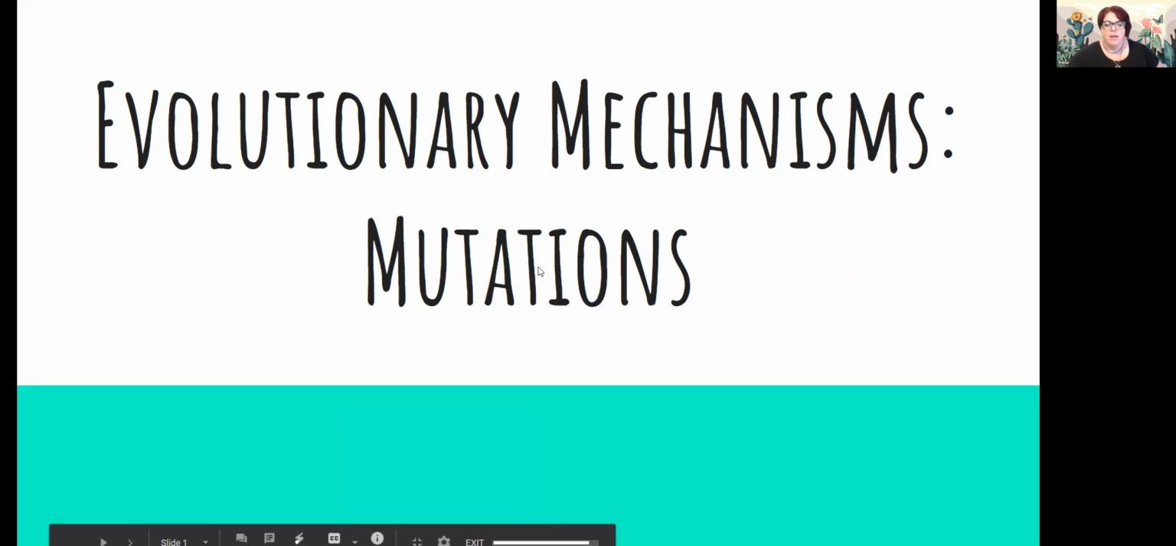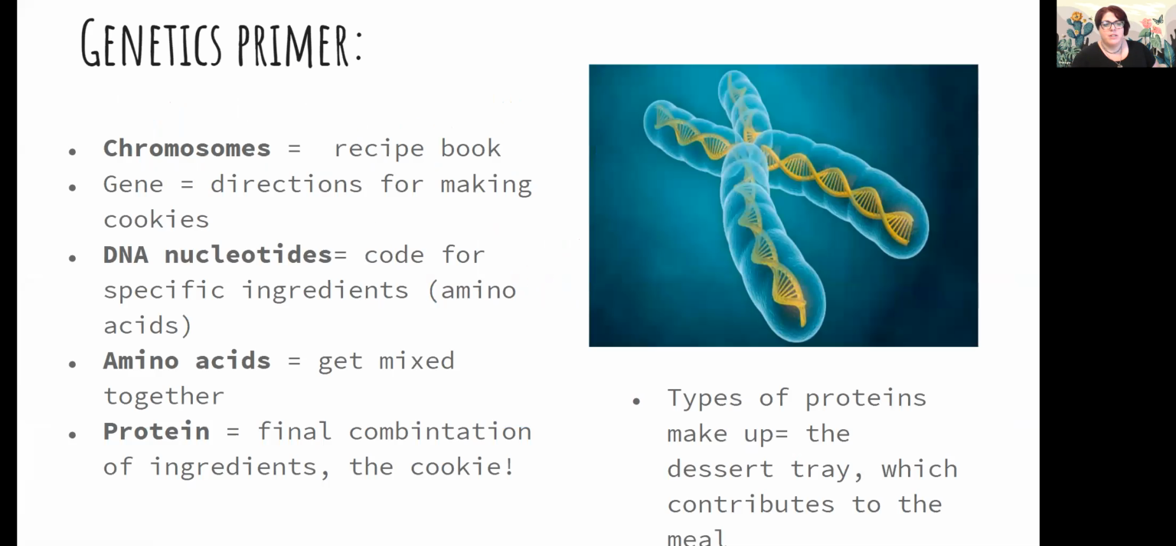Hello students, our next topic that we're going to be talking about with Evolution 101 is mutations. So before we get into mutations themselves, we need to do a little bit of a genetics primer. I like to think of genetics being sort of like a recipe book. So if we're working with this analogy, the chromosome would act like the whole book itself.